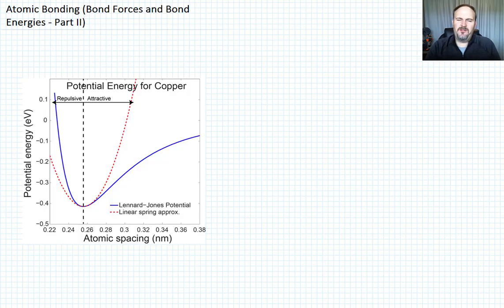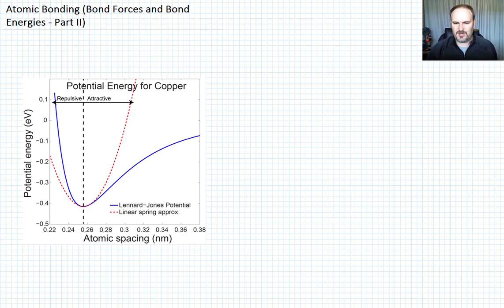So in this second part of our lecture on bond forces and bond energies in the global section on atomic bonding, I want to make some general remarks, and I really want to focus in on what kinds of things we can learn about material properties just by looking at the bond curve. Okay, so I've got the picture here that you're looking at.